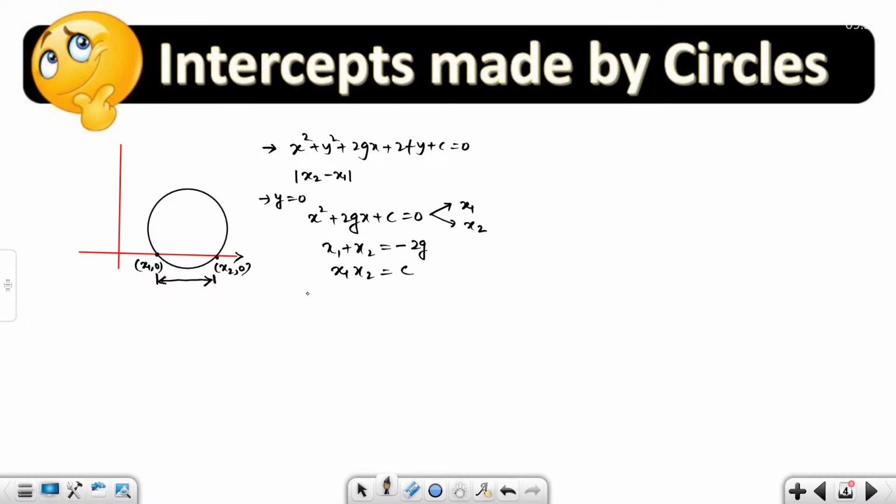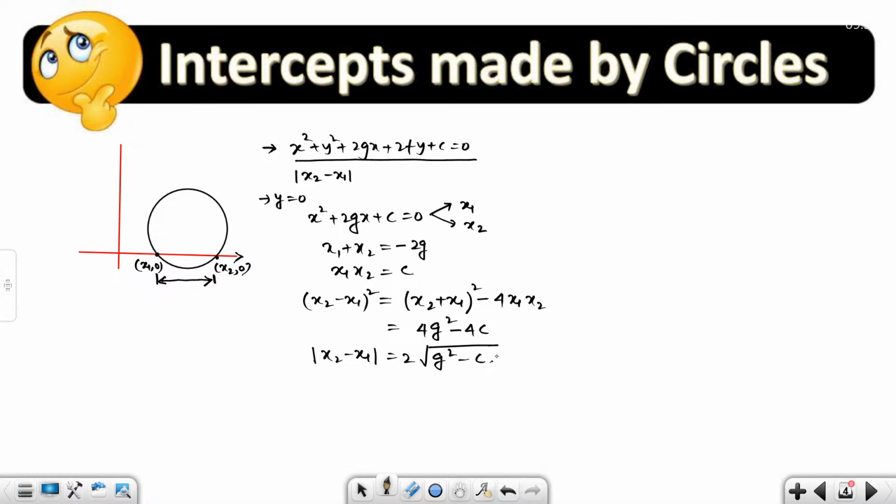Now we want to find out x2 minus x1. So x2 minus x1 whole square can be written as x2 plus x1 whole square minus 4 x1 x2. So let me just replace that. x1 plus x2 is minus 2g, so it will be 4g squared minus 4c. So x2 minus x1 will give us 2 root over g square minus c. So the intercepted portion on the x-axis by the circle is 2 root over g square minus c.